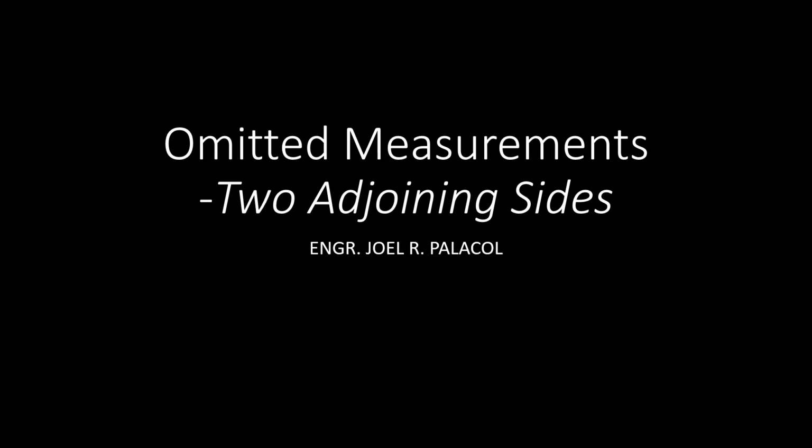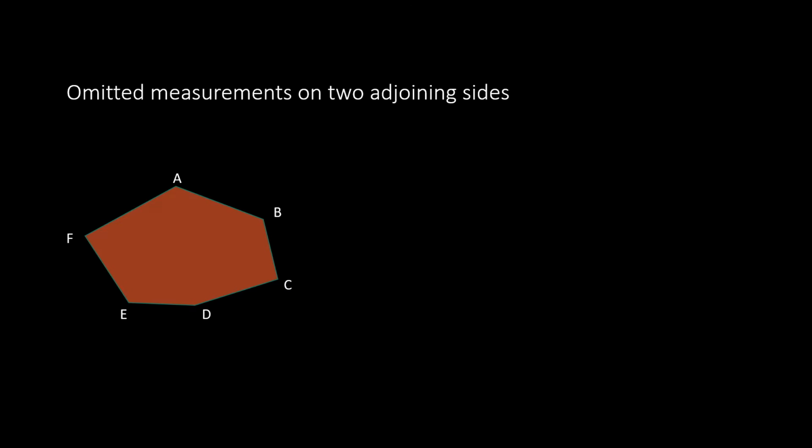Welcome to my lecture on omitted measurements involving two adjoining sides. Let us now consider a closed traverse of 6 traverse stations or 6 bounding lines: AB, BC, CD, DE, EF, and FA. And suppose that BC and CD are the two adjoining or adjacent sides with unknown quantities, either a known length or a known bearing.